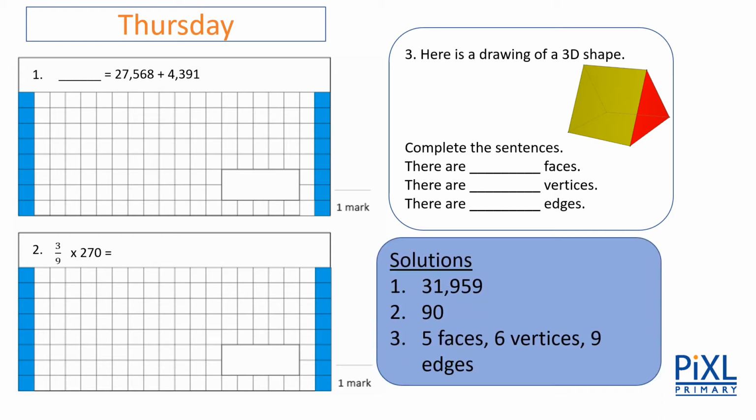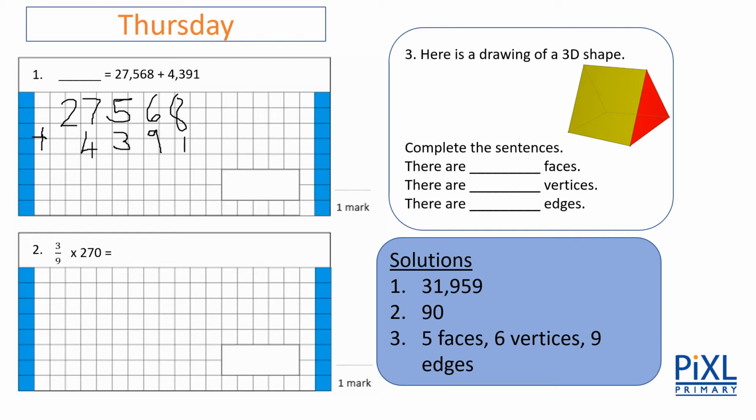Okay, let's go through. Our first question, we have got 27,568 and we're adding 4,391. As you can see, you should have got the answer of 31,959. Let's see how we got there. So, 27,568 and I'm adding 4,391. As always, I'm going to start with my ones column first to make sure they're lined up properly and in the correct place value column.